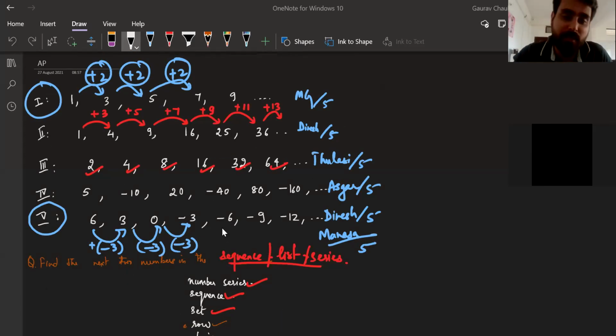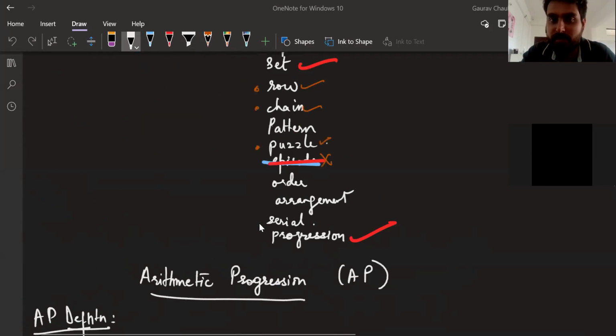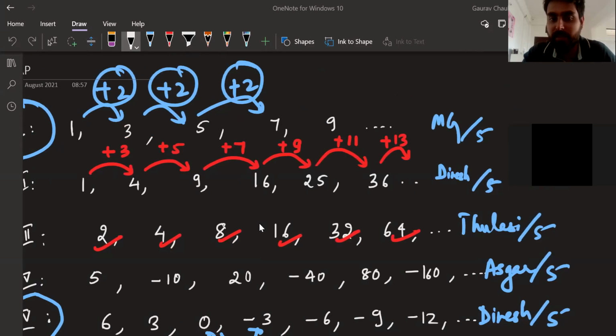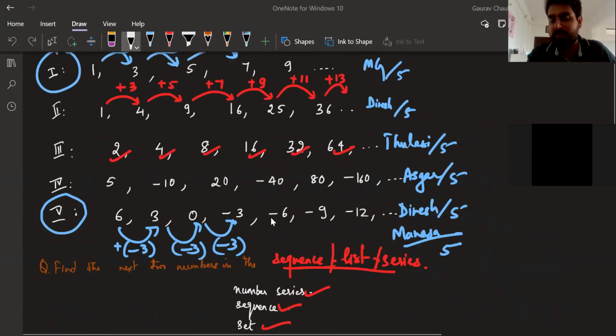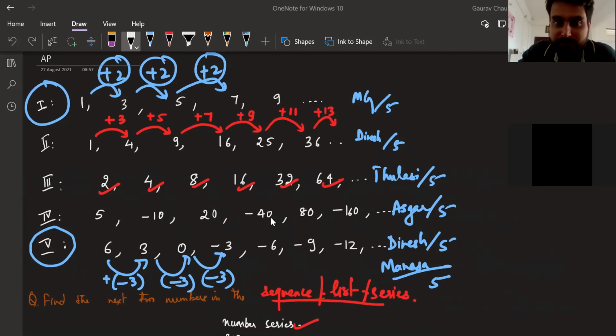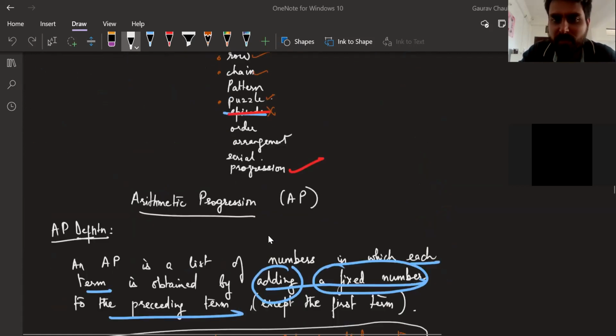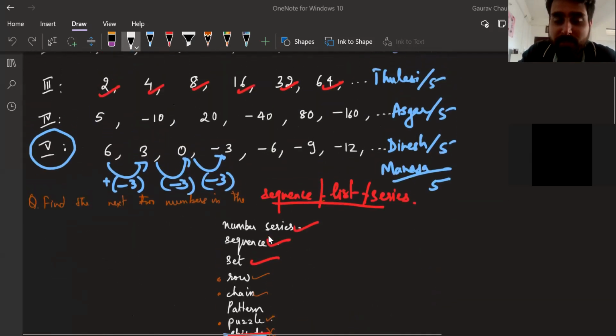Last class, just recapping, we had introduced ourselves and gotten introduced to sequences or lists or series or progressions. We saw 5 different series and tried to figure out the next 2 terms. This was a simple exercise. And we saw that this type of writing numbers one after the other, we can call it a list, a sequence, a series. A lot of words we try to put in that place.